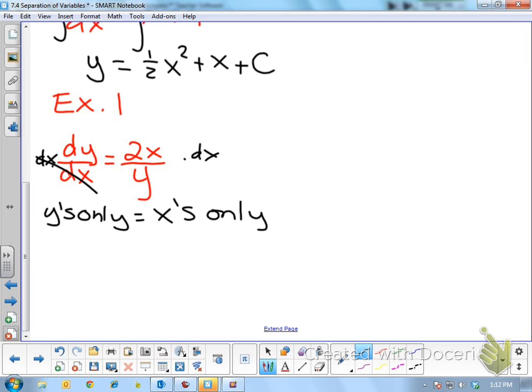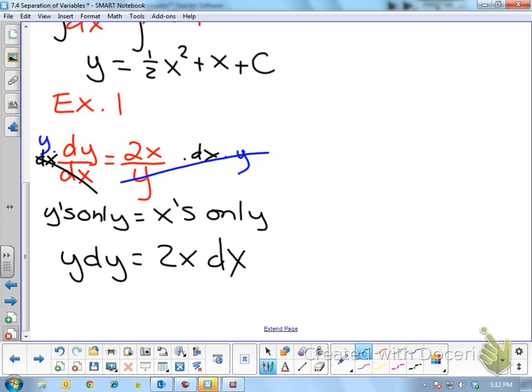That was one of them, and then the other one. The y also has to move because right now it's on the x's only side. I want it on the y only side. So I need to multiply by y. So we would get y dy equals 2x dx.